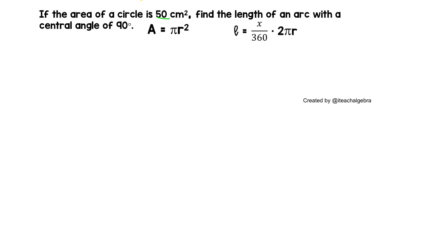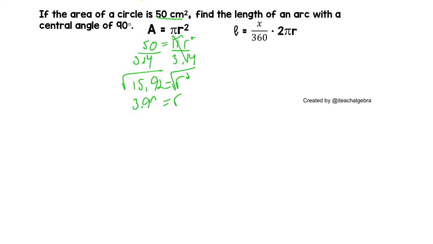Area of a circle is 50 centimeters squared. So we put 50 in for our A. That's pi r squared. Same thing we did above. We have to divide both sides by 3.14. Those cancel. We've got r squared is 15.92. Square root. R is 3.99. Central angle is 90 degrees. We have L is 90 over 360 times 2 times pi times 3.99. That means our L is 6.27 centimeters.